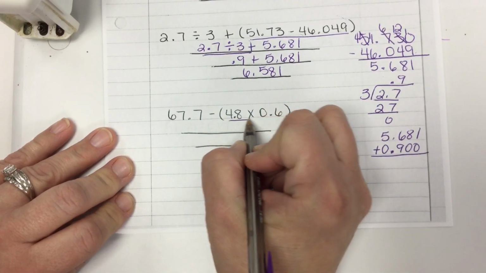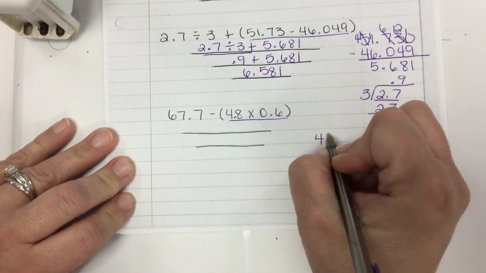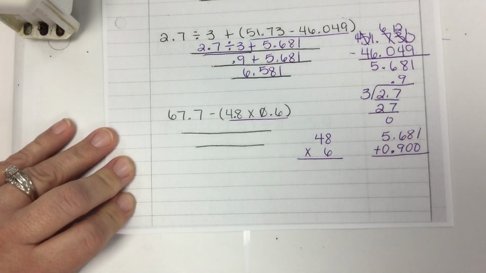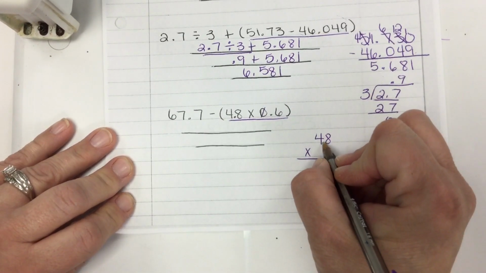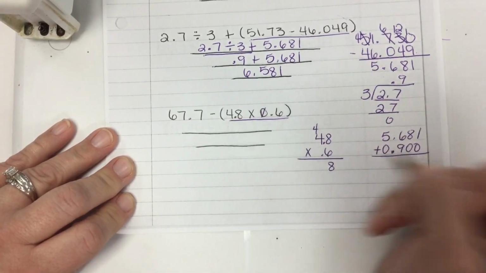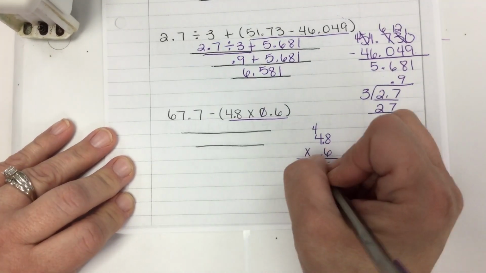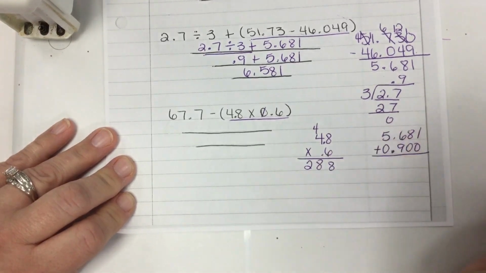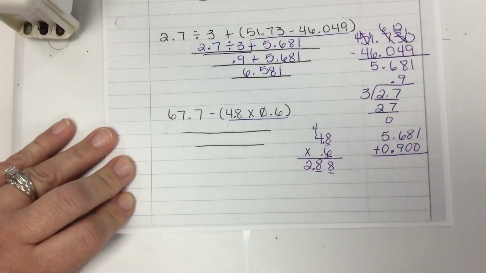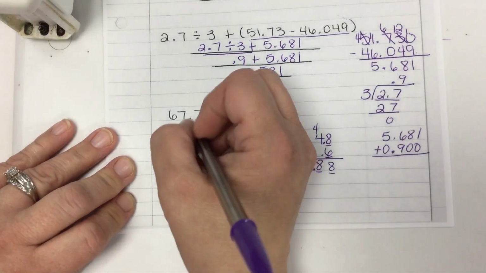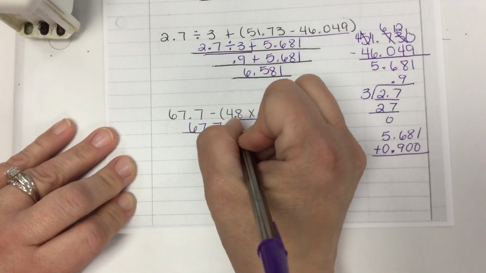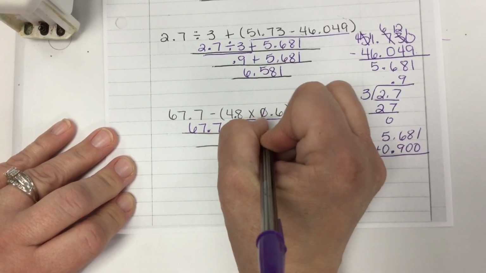Order of operations says parentheses first. So you're going to multiply 48 times 6. We're going to ignore that 0 because no extra work. So add my decimals. 6 times 8 is 48. 6 times 4 is 24, plus 4 is 28. 2 decimal places: 2 and 88 hundredths. So 67 and 7/10 minus 2 and 88 hundredths.